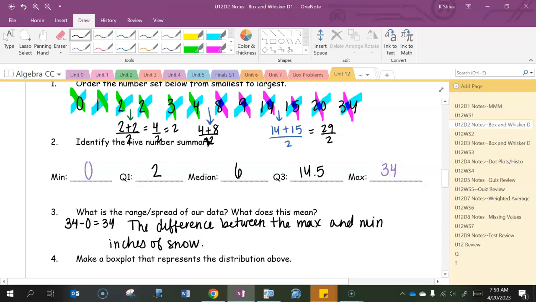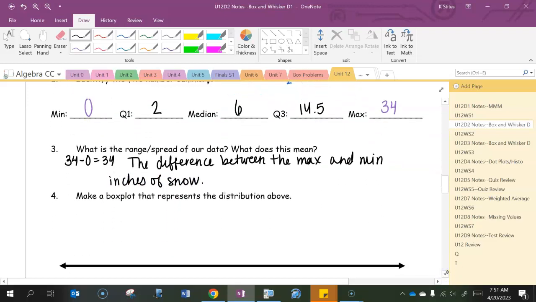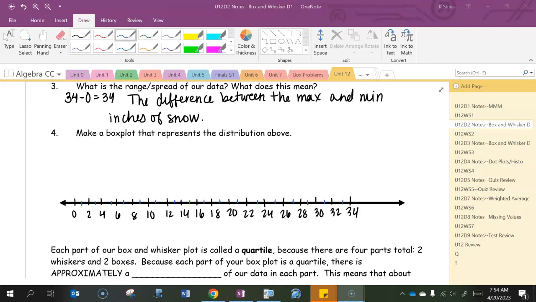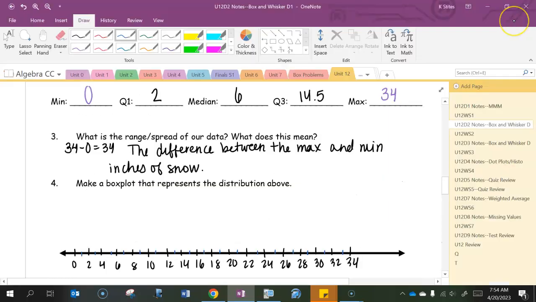Okay. All right, now we're going to make our box and whisker plot. I'm going from 0 to 34. So I think I'll jump by 2s again. All right, so I went ahead and put all of our numbers, and now we just need to do our 5-number summary. It helps if you can see it. Okay, here we go. So we have a 0, we have a 2, we have a 6, we have a 14.5, and way up here, 34.